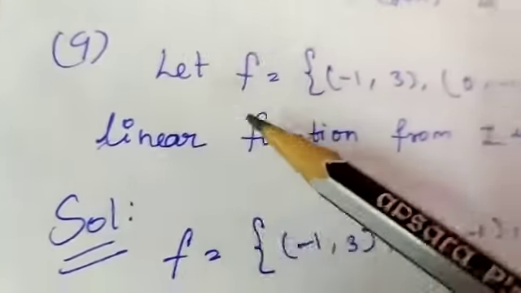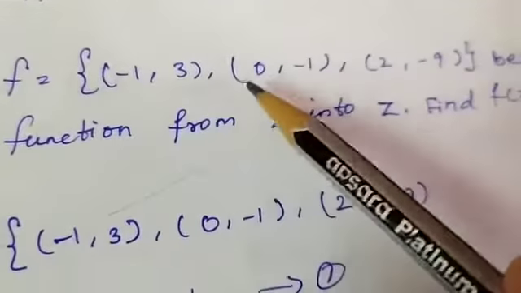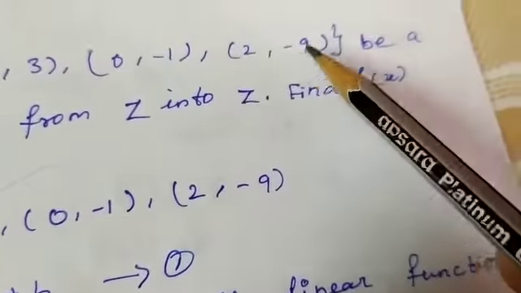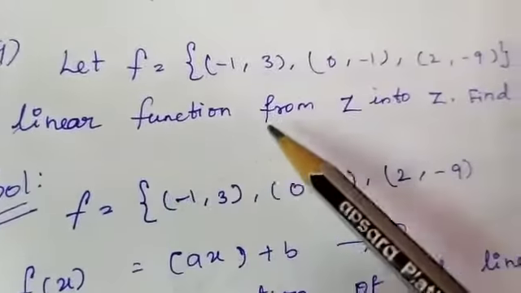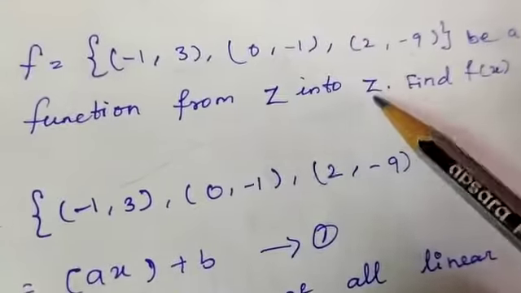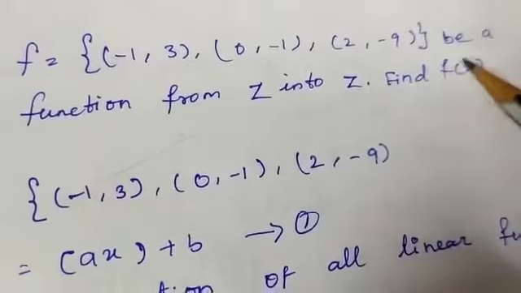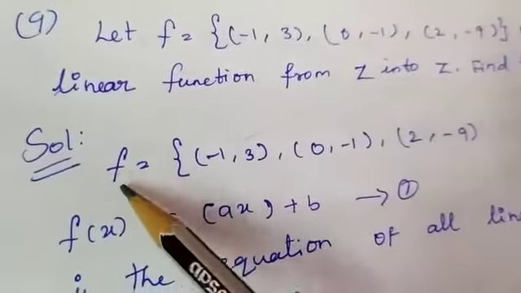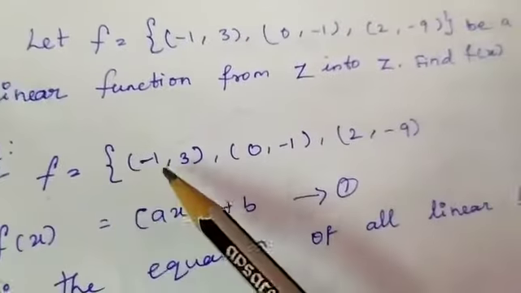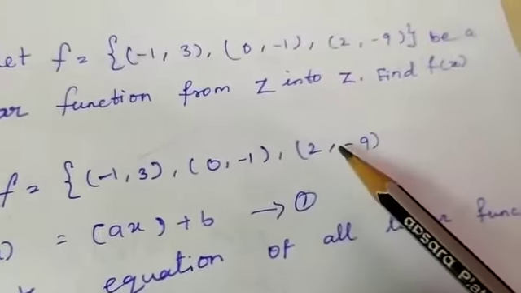And our ninth one is: let f equal to {(-1, 3), (0, -1), (2, -9)} be a linear function from Z into Z, that is, integers into integers. We have to find f of x. So in our solution, the function is already given: (-1, 3), (0, -1) and (2, -9).